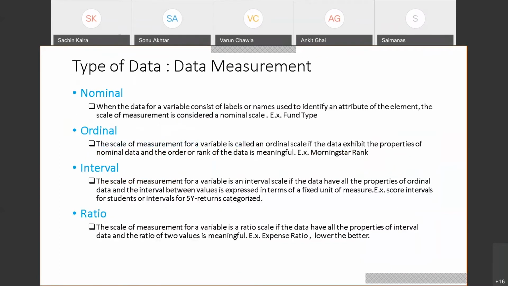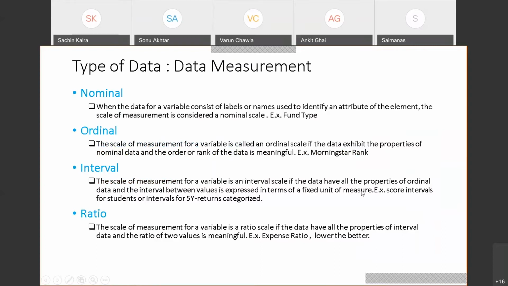For example, what is happening is we had the nominal data, we added the ordering to it, and it becomes ordinal data. Now in that ordering, we categorize that ordinal data into some different categories. This becomes interval data. For example, we can say score intervals for students, or maybe intervals for 5-year return.